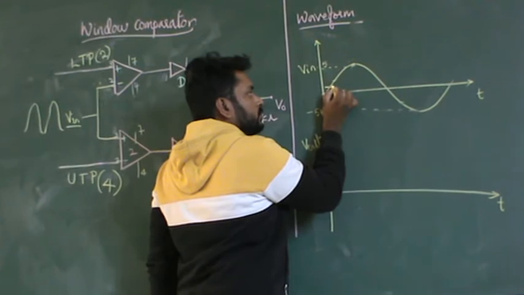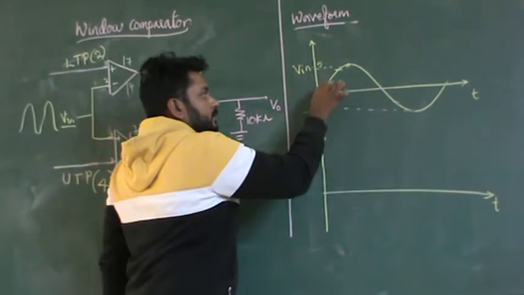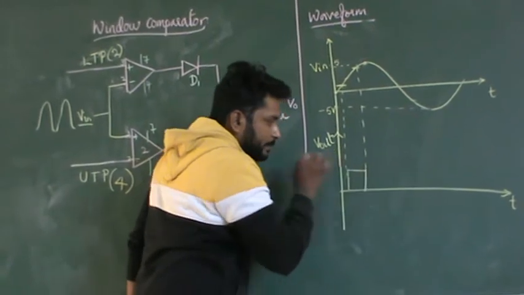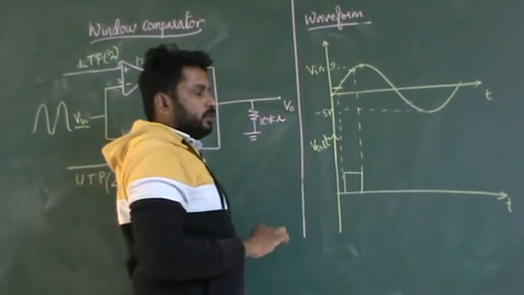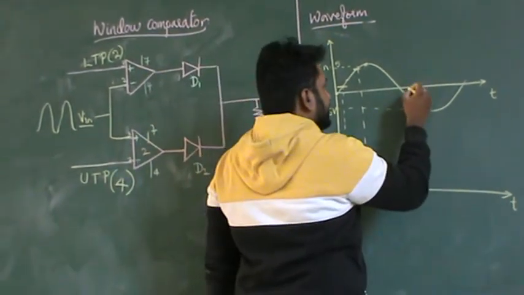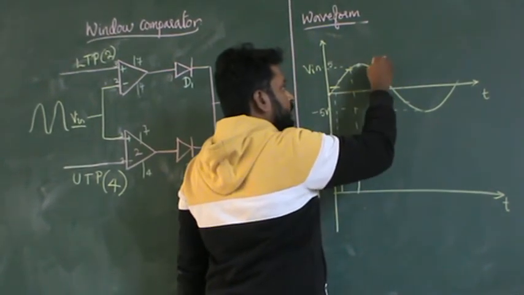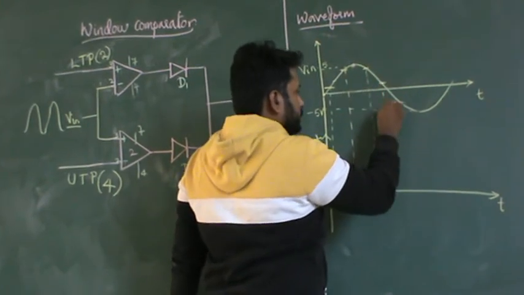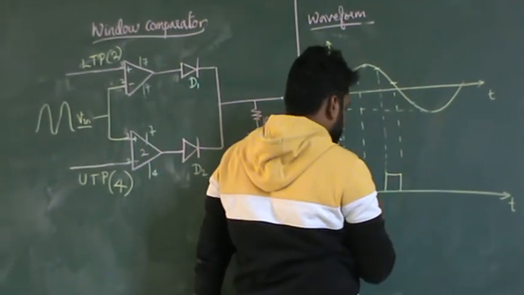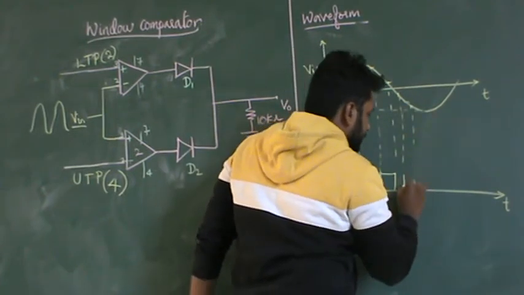So whatever voltage is there from 2 to 4, that voltage you will be getting at the output. That's why it is called a window comparator. Whatever voltage is there between 2 and 4, you will be getting here as output. Similarly, here also you will be getting it. This is your window comparator. This is 2 and 4. Draw the dotted lines.